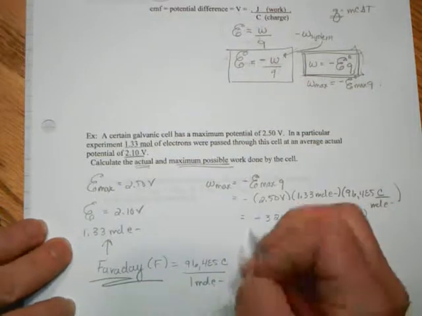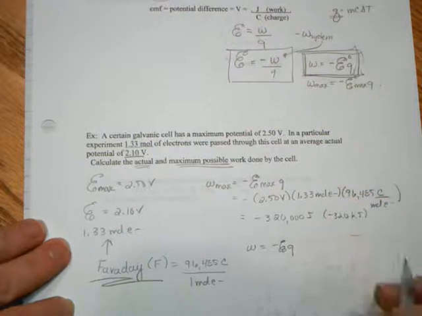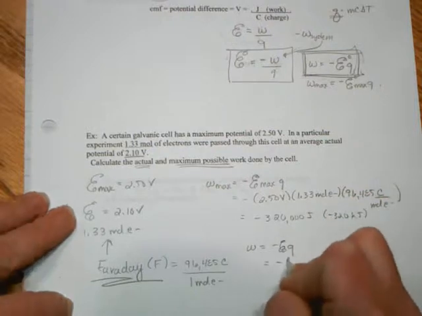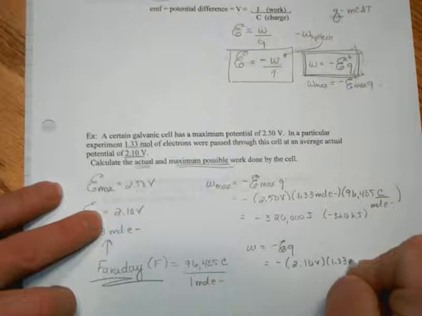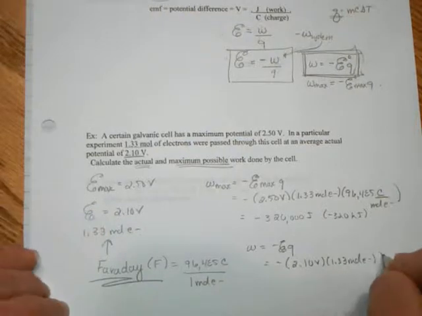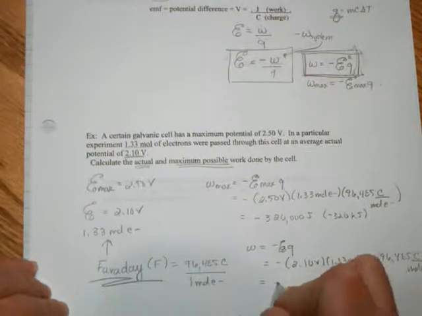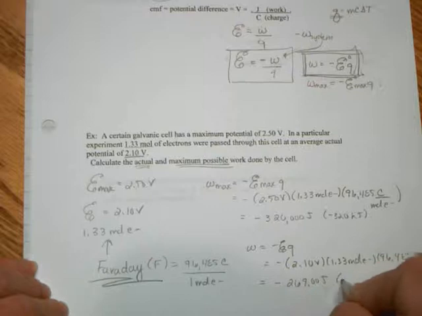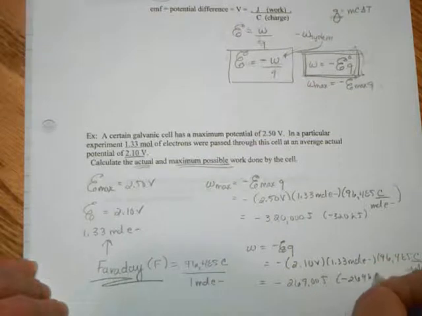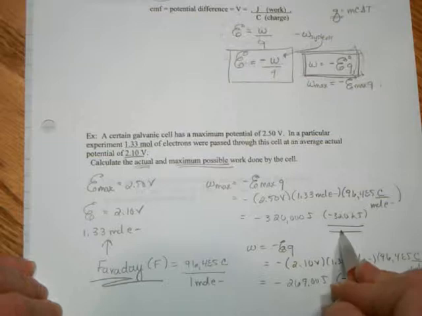The actual will be negative E times Q, and it's 2.10 volts, times the 1.33 moles of electrons, times 96,485 coulombs per mole of electrons, and we would get negative 269,000 joules, or negative 269 kilojoules. Usually we get out less than we're promised.